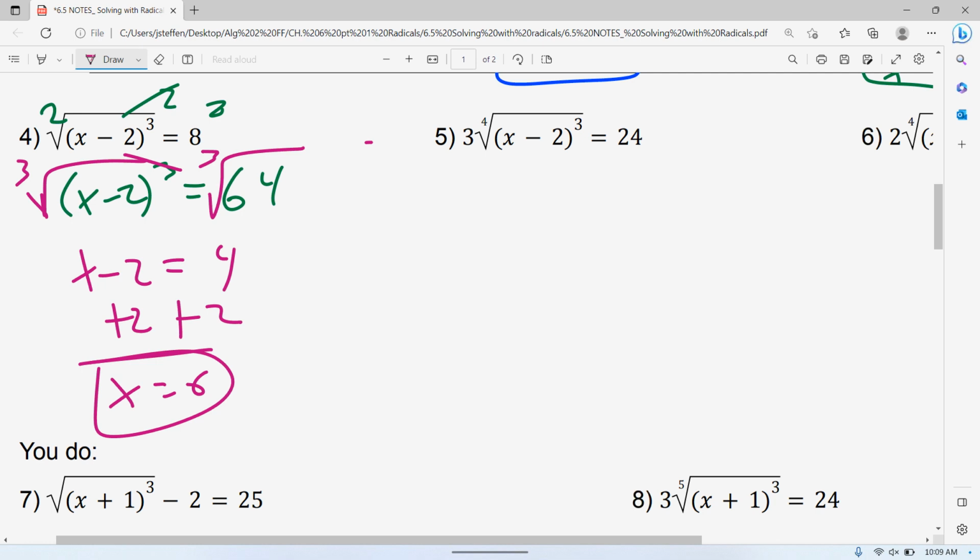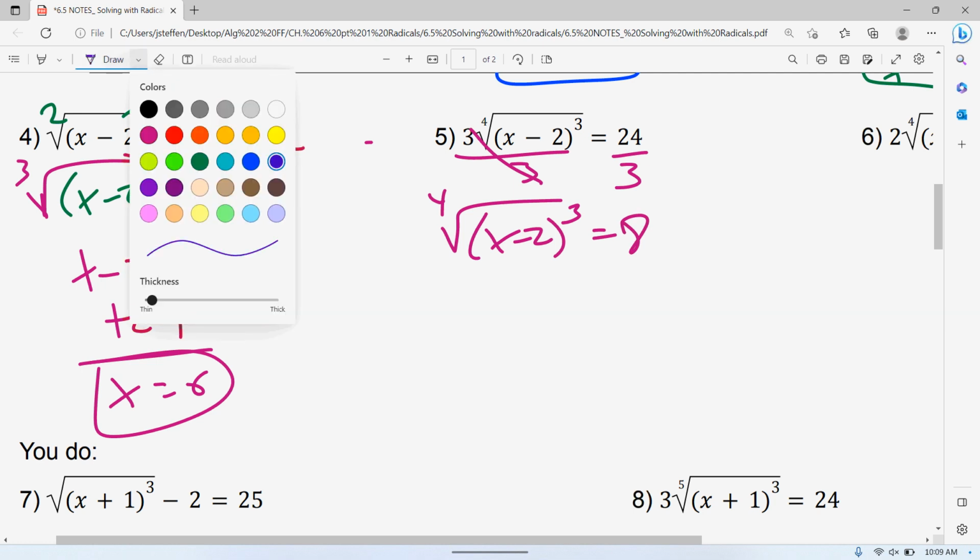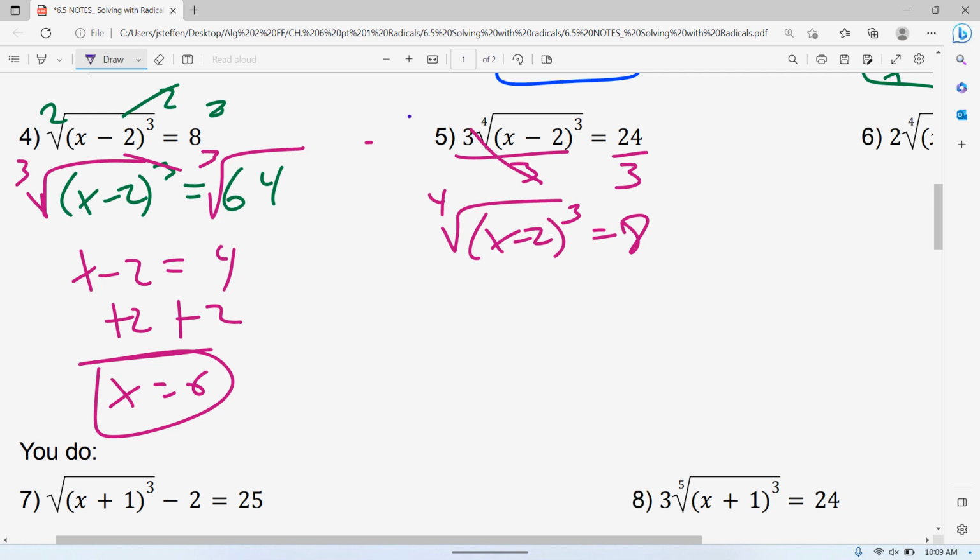So moving on to the next one, number 5. Again, we're going to get that radical by itself first, so I can divide both sides by 3. So x minus 2 to the third is equal to 8. Now that it's all by itself, now we can cancel out the radical. So to cancel out a 4th root, I'm raising it to the 4th power. So that cancels. So x minus 2 to the third is equal to 8 to the 4th, which is kind of a big one, I think. That's terrible. 4,096.